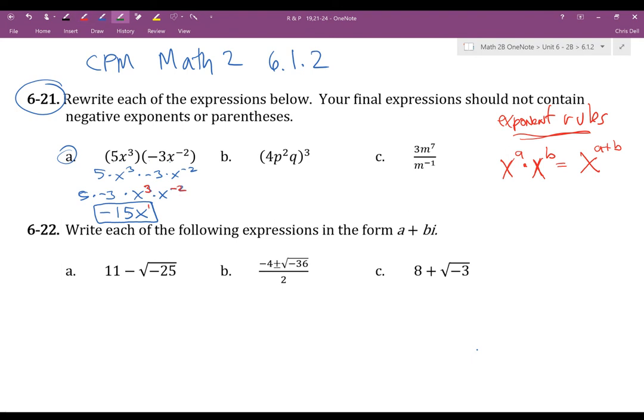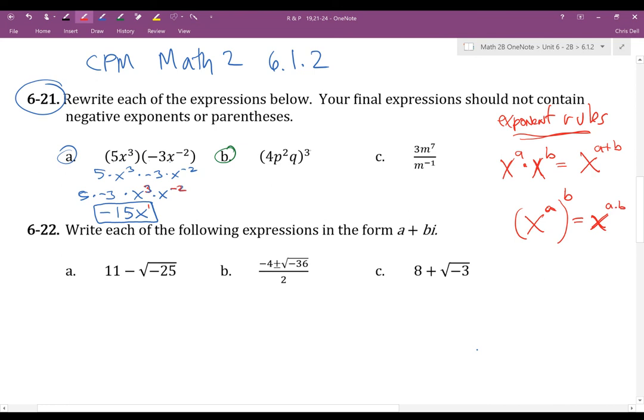Okay, next one. This rule is my power to power rule. I'll show you the rule real quick before I do the problem. If I have a base to an exponent, so x to the a, and then I take all of that to another exponent, so power to power, the base doesn't change, and I multiply the exponents, a times b. So x to the a, all to the b, is the same thing as x to the a times b.